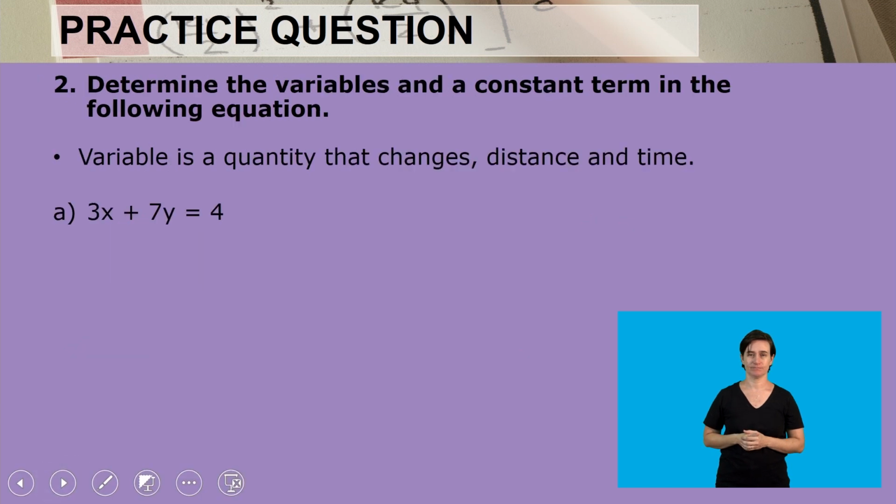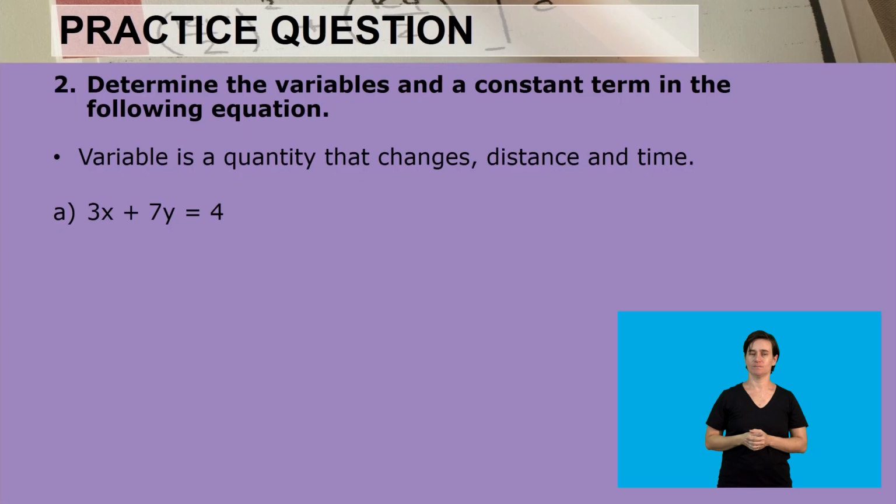And we move along. The second question is, determine the variables and a constant term in the following equation. Now, a variable is the quantity that changes. What we mean by that is, let's take for instance, if a person is walking, as they walk, the distance changes and the time changes. So when we're speaking of variables, we're speaking of values that are going to change.